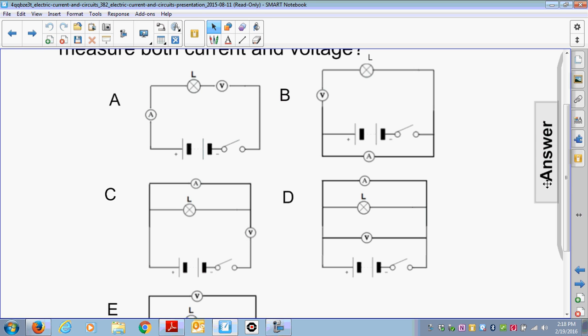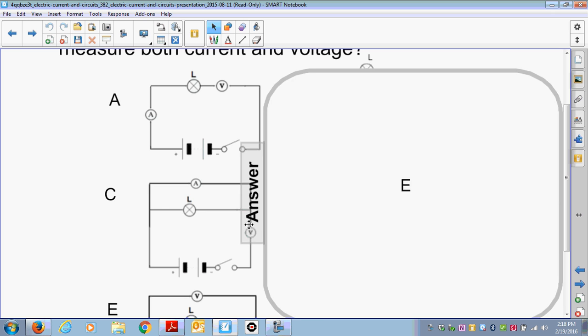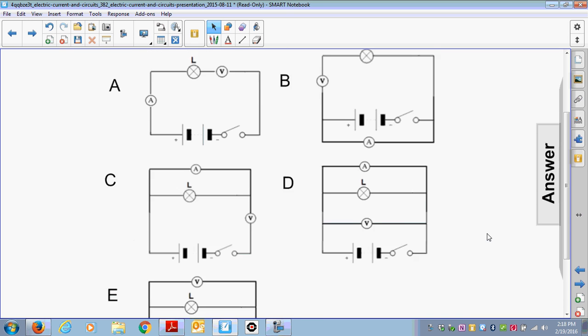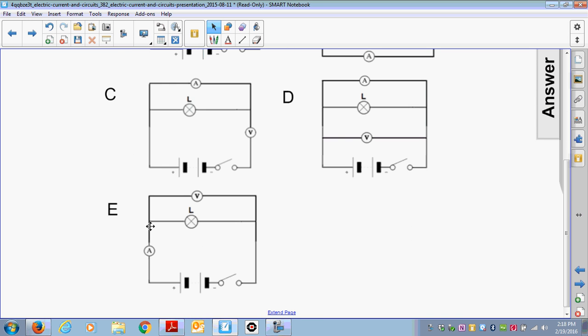Okay, so let's see if you chose the correct answer. Hopefully you chose E. E is the only one that has the ammeter wired in series with the device and the voltmeter wired in parallel.